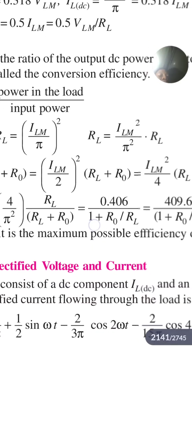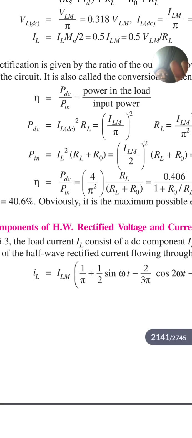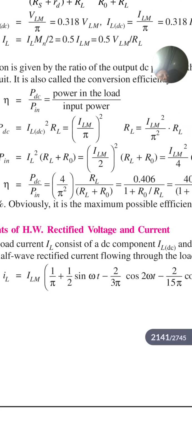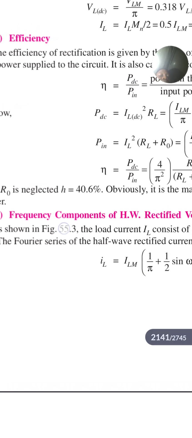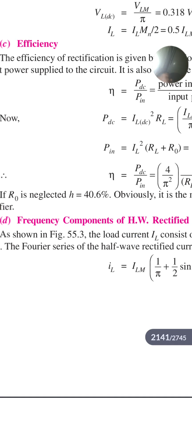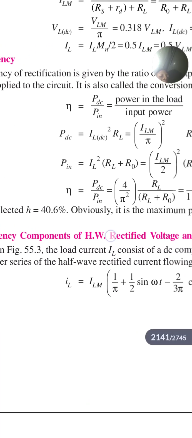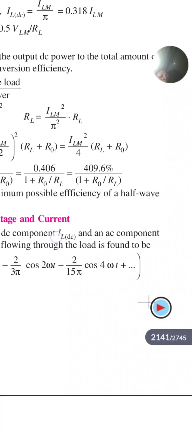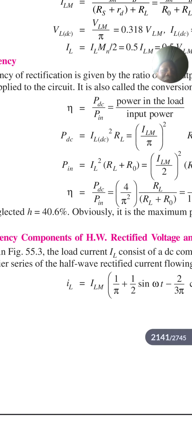Now for the IM, I just explained this one. Then they just did the maximum, when the R zero is one, they're just doing the maximum. So now say if R zero is neglected, meaning if it's not neglected, the efficiency will be greater than this. If R0 is neglected, H equals 40.6. Obviously, it is the maximum possible efficiency of a half wave rectifier. Now, this 25, let's get 26.